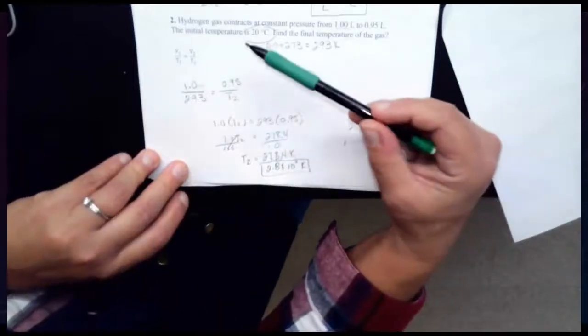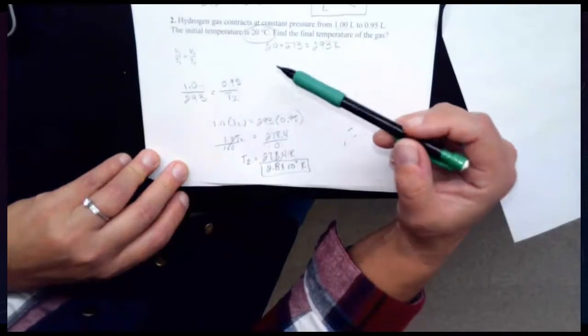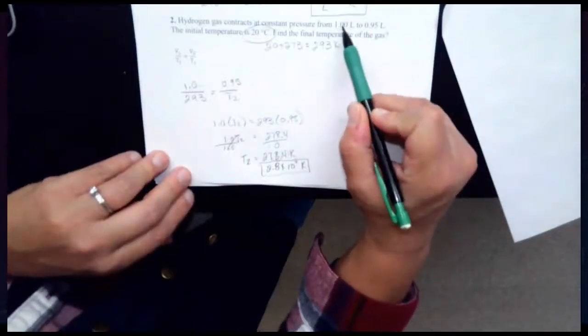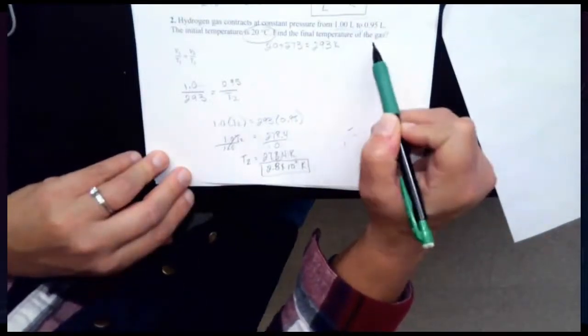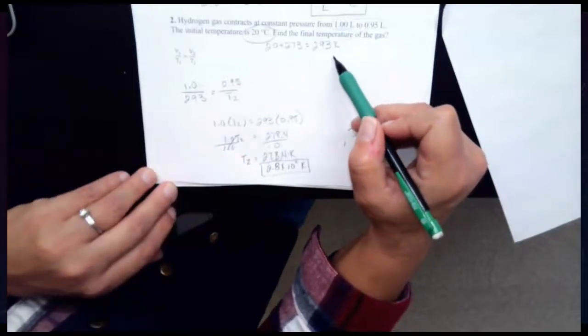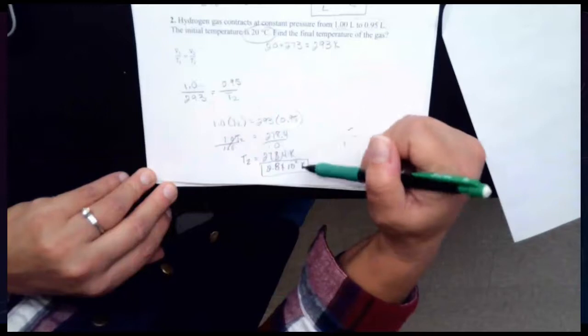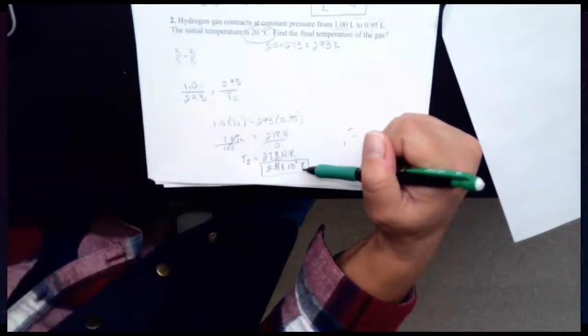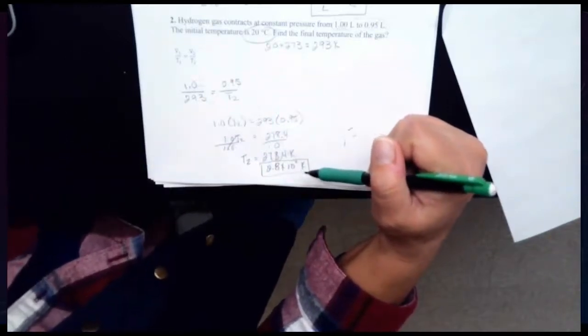Again, double check your work. According to Charles' law, it's a direct relationship. So if temperature is increasing, volume is going to increase as well. Our volume actually decreased, so you're going to expect that your answer is going to be lower than the original temperature. We started at 293, we ended at 278, so the answer makes sense.